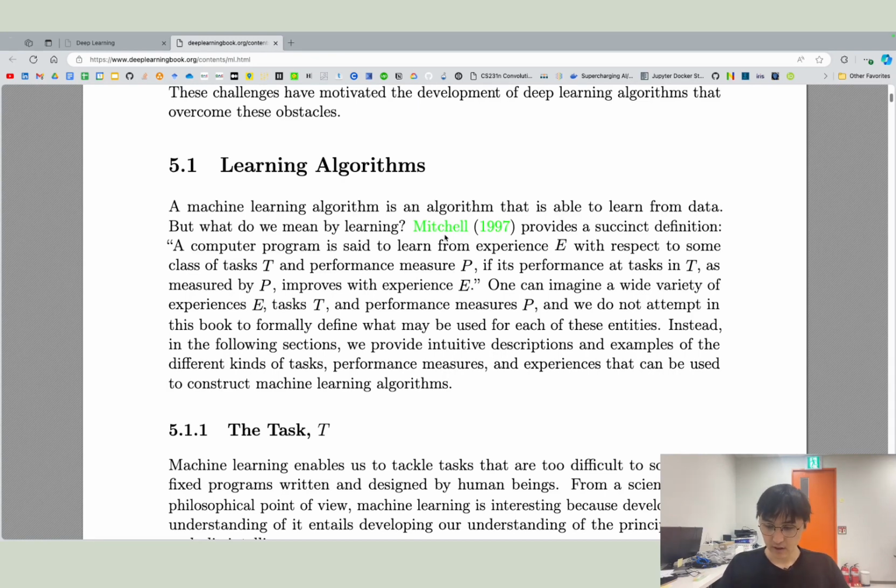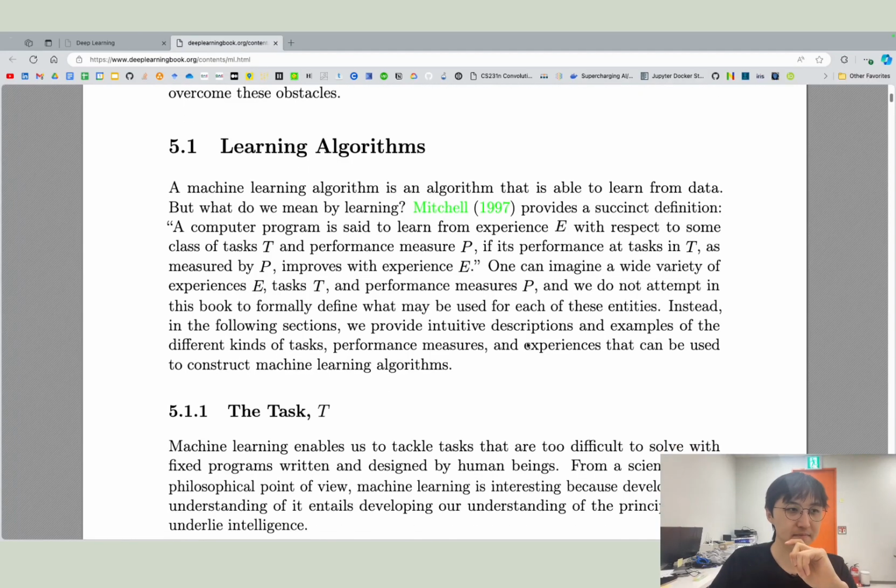Okay. So there are three things to care about here. What is experience E? What is task T? And what does performance P stand for? So let me explain these three things, and we will apply them to the linear regression problem. First, it is task.